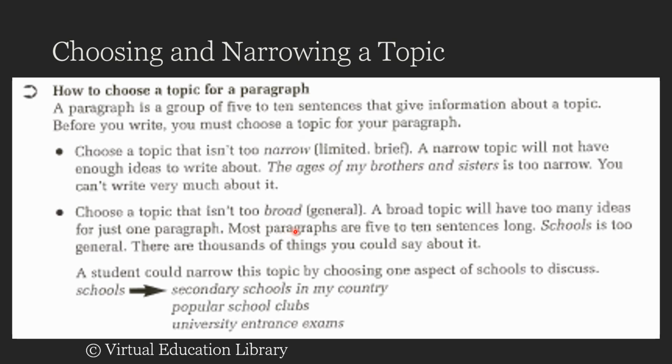Choose a topic that is not too broad, that is not very general. A broad topic will have too many ideas for just one paragraph. Most paragraphs are 5 to 10 sentences long. For example, if you are choosing to write on schools, then schools is too general. There are thousands of things you could say about it. A student could narrow this topic by choosing one aspect of schools to discuss, such as secondary schools in my country, popular school clubs, university entrance exams. So you need to select a narrow topic.